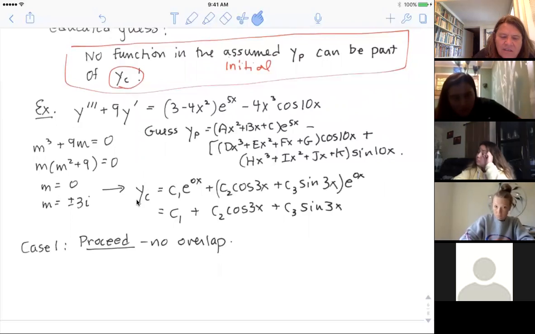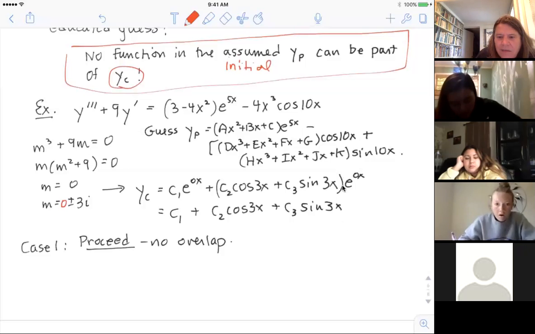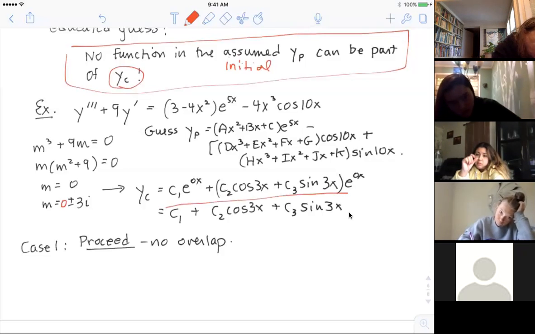Look at the YC. And this is why you have to be so grounded in the last section. I've got a root of 0, so that's C1 e to the 0x, plus I've got this complex root, the real part of which is 0. So that's where this comes from, e to the 0x, times C2 cosine 3x, that comes from the imaginary part, plus C3 sine 3x. That's my YC.